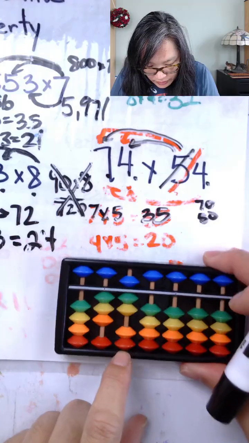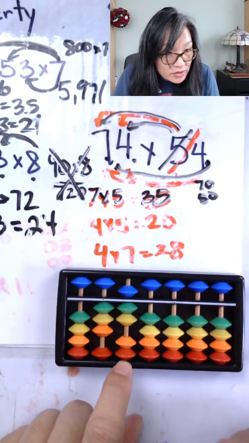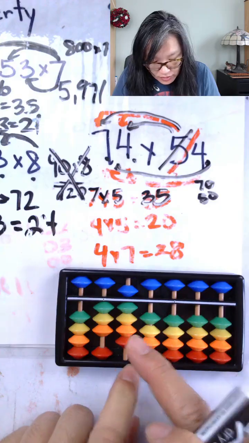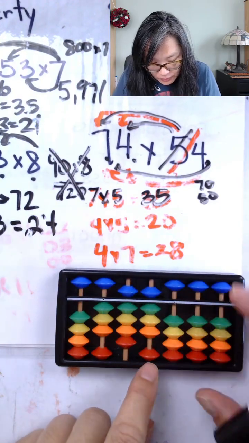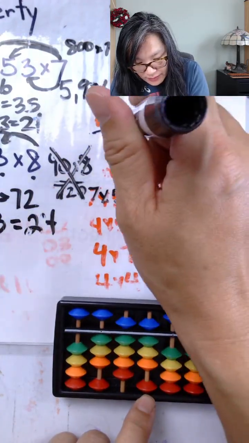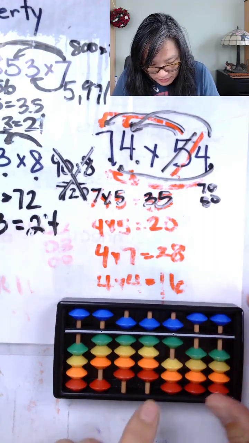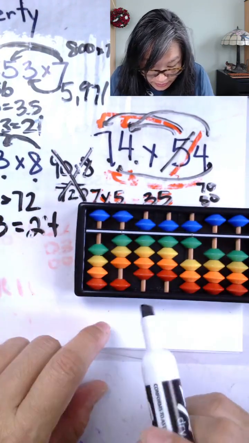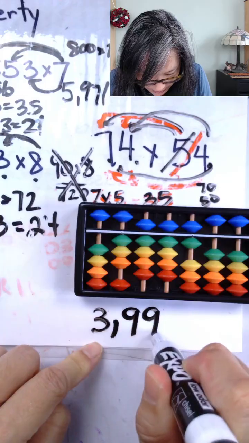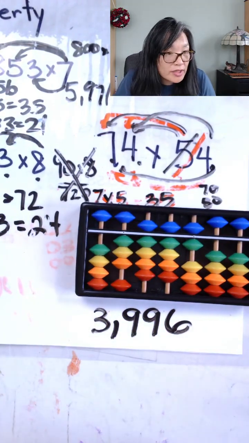And then what are we going to do? We're going to do 4 times 7. 4 times 7 is 28. Is there enough? Yeah. Add the 2, add the 8. And then what? 4 times 4 is 16. I add my 1, I add my 6. So my final answer is 3,996. And that's multiplication on the abacus.